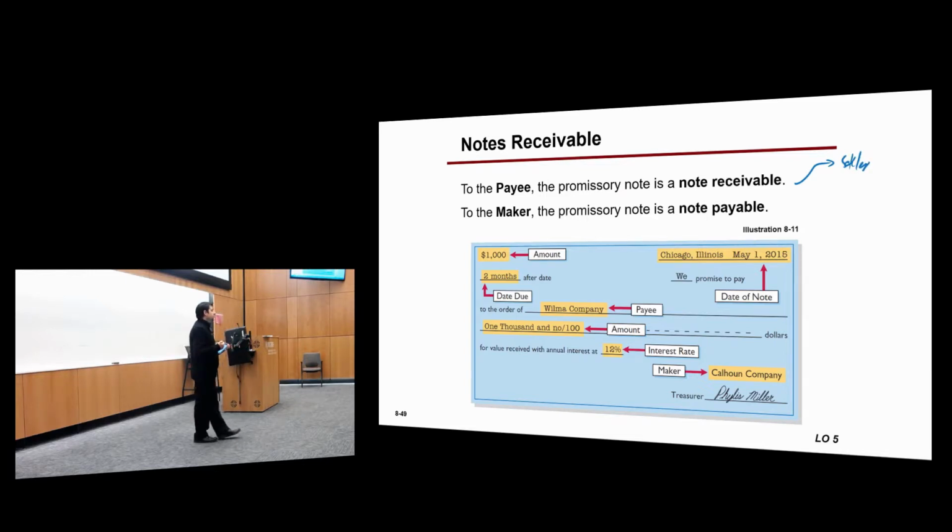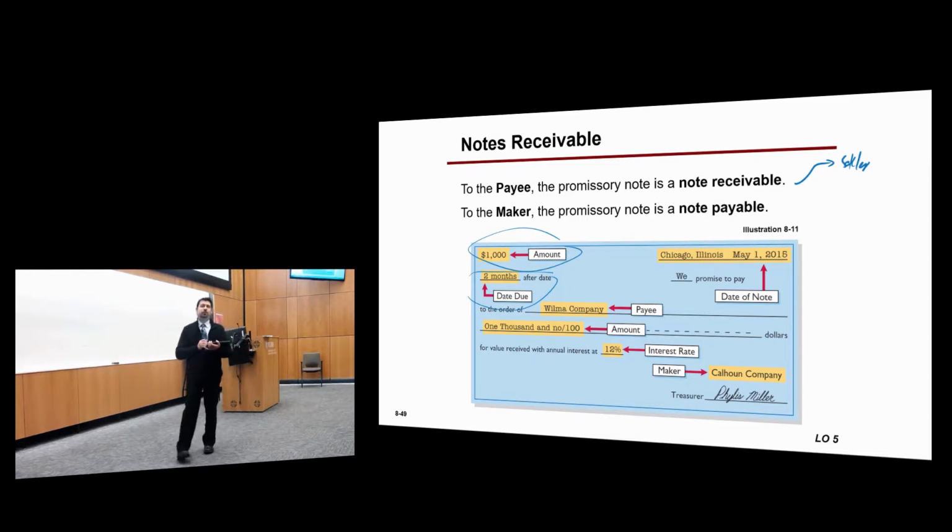For the maker of the note, this is the person or the company who actually wrote the note, who created the note. This is the person who is promising to pay such an amount at a certain day or after a certain period of time. Okay? So on the promissory note, you would find certain information like, for example, the amount and the maturity date.